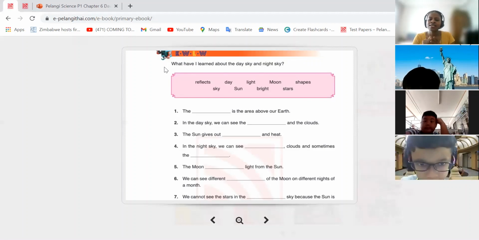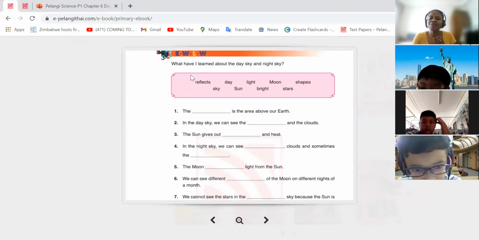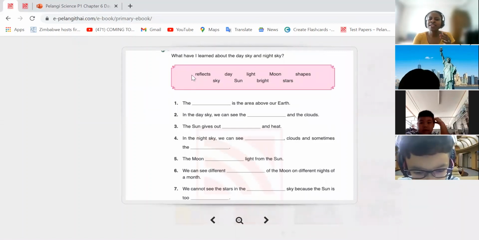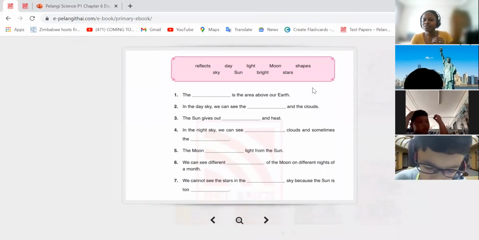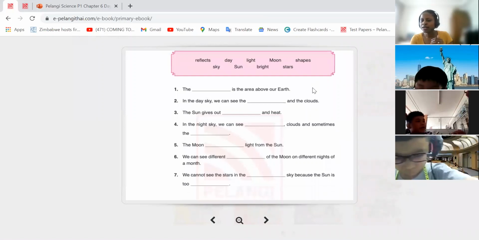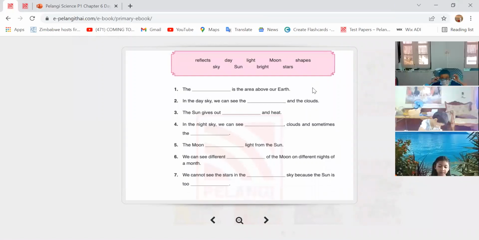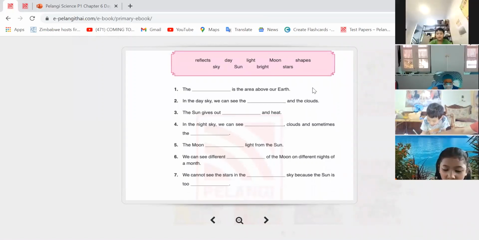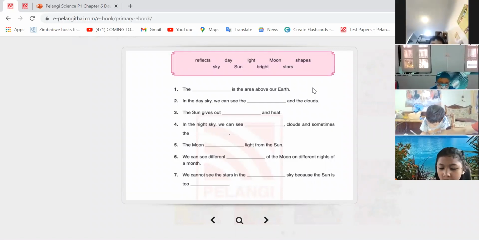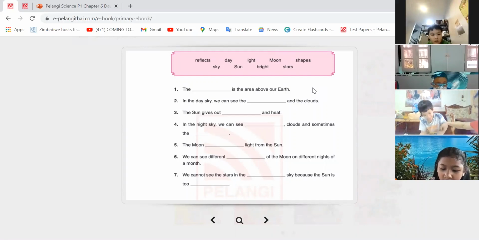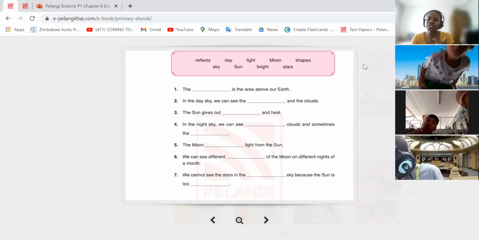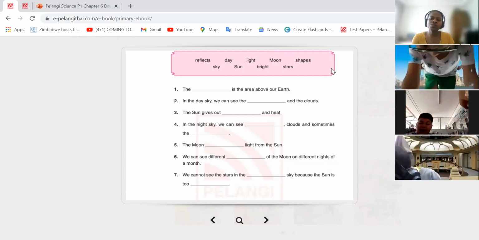All right. So the words that we have in the box, we have... Pardon? I can't hear you. Okay, that's okay. We are going to do it together, so no problem at all, guys. We are doing it together, okay?